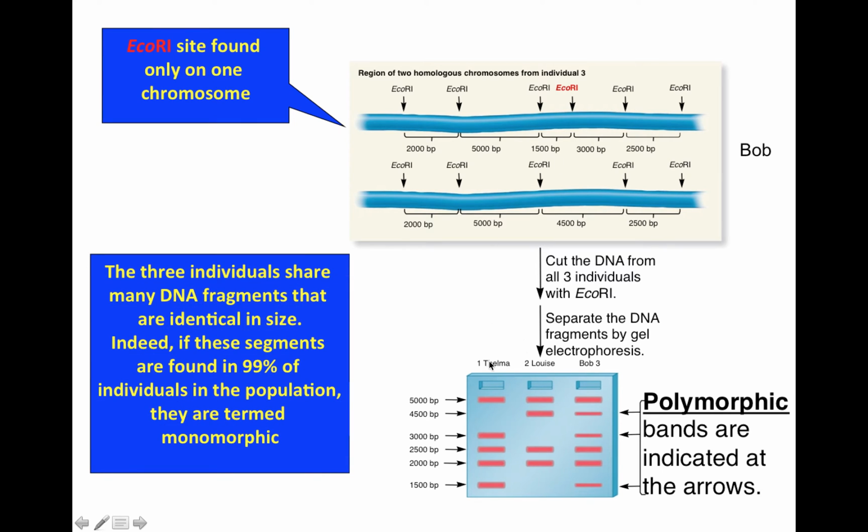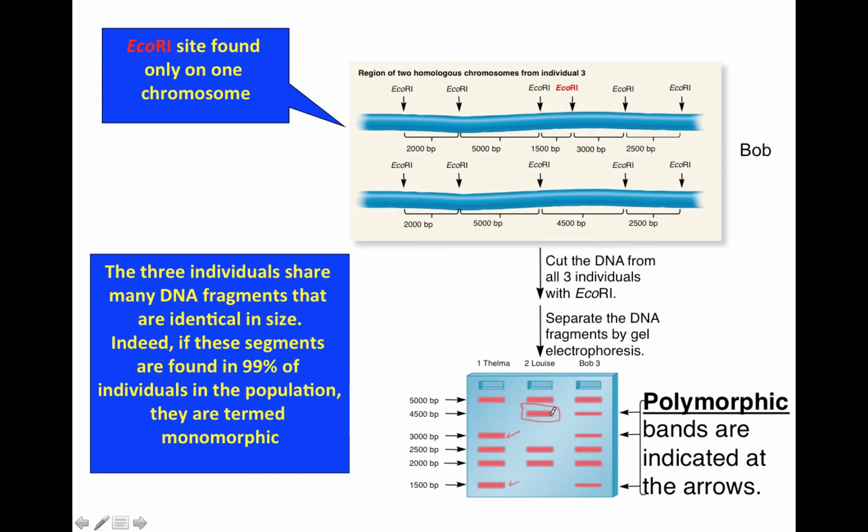So if you look at the DNA from the three of these different individuals, you will find that Thelma has this site, this fragment, and this fragment. Right? She has the 3,000 base pair fragment and the 1,500 base pair fragment. Louise, on the other hand, has this 4,500 base pair fragment. Okay, but she does not have the 3,000 and the 1,500 because there's no EcoR1 site in the middle of this segment of DNA to cut this into two pieces.